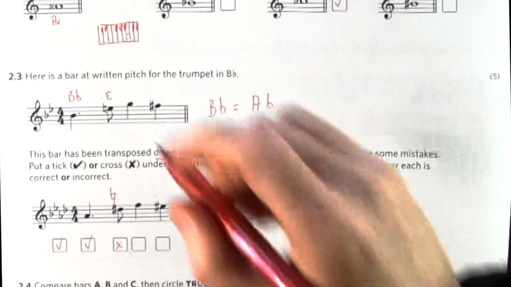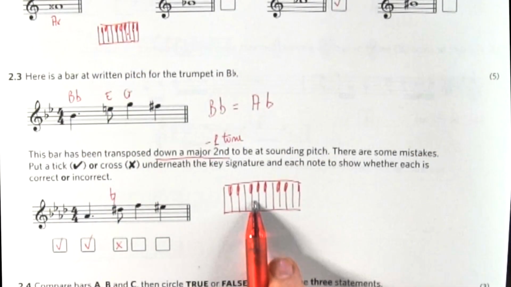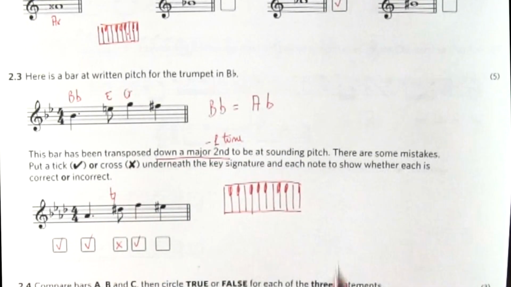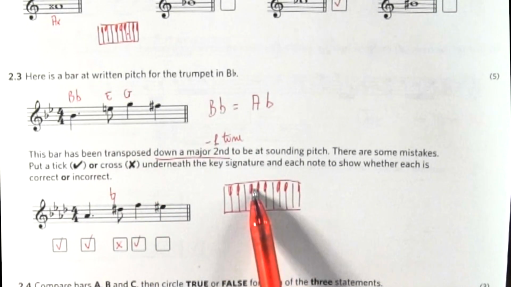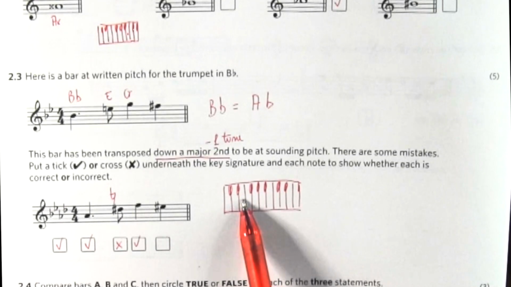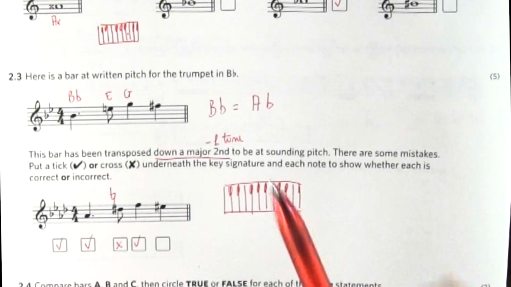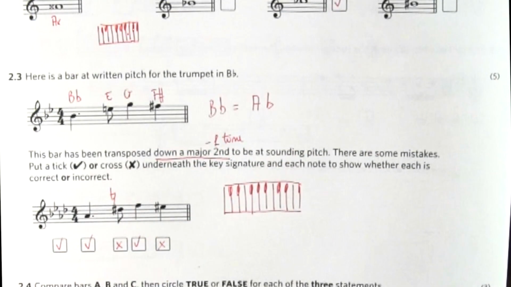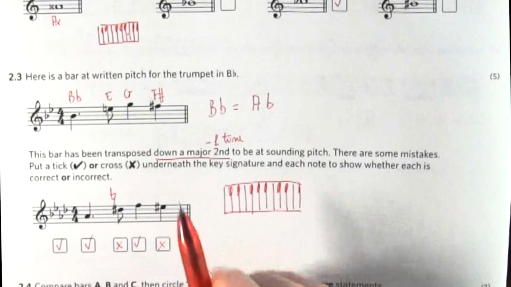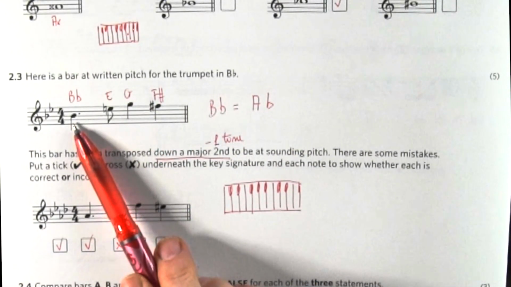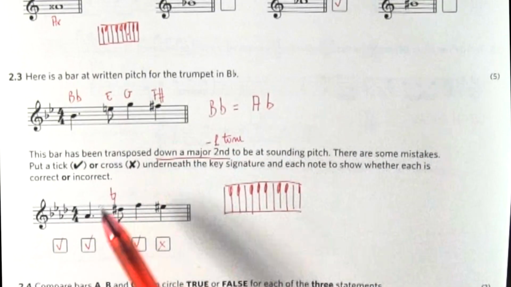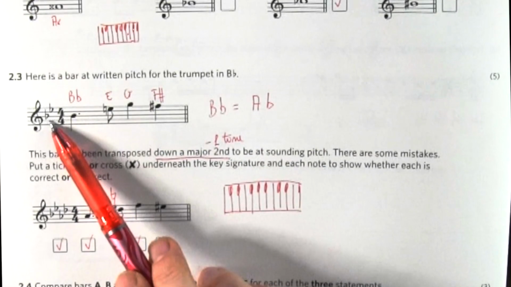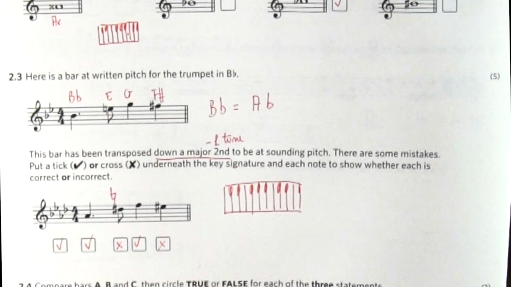G minus one tone is F, and this is also F. Perfect. And F sharp here minus one tone equals E, not E sharp. So this is incorrect. We need to name the notes as they are. If you read this B instead of B flat, well, you probably got this wrong. So it is important to name the notes as they are and to have a look at the time signature.